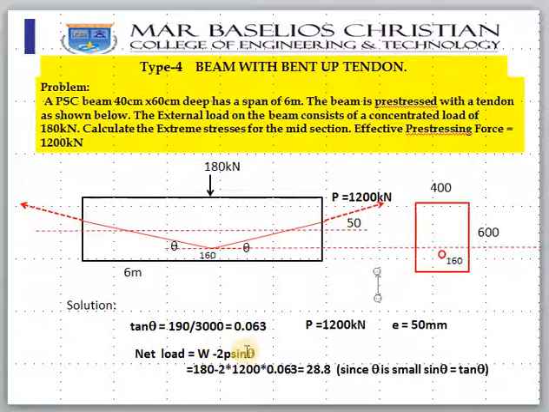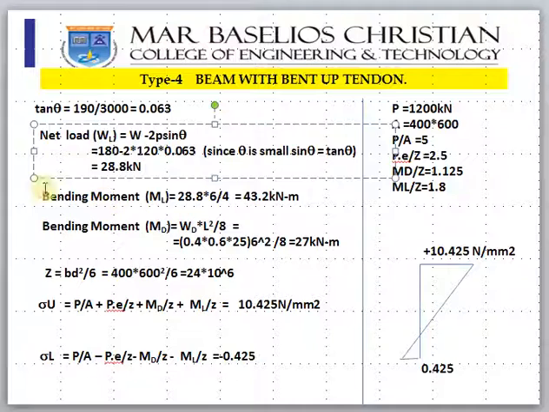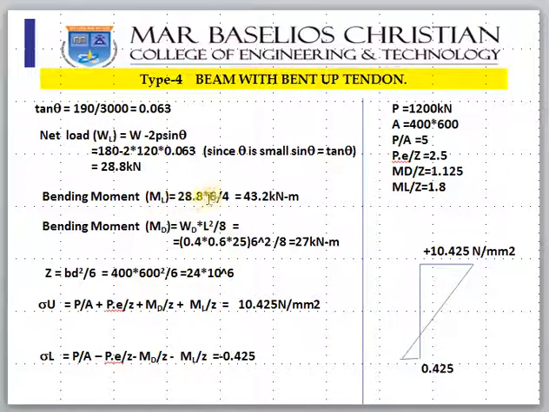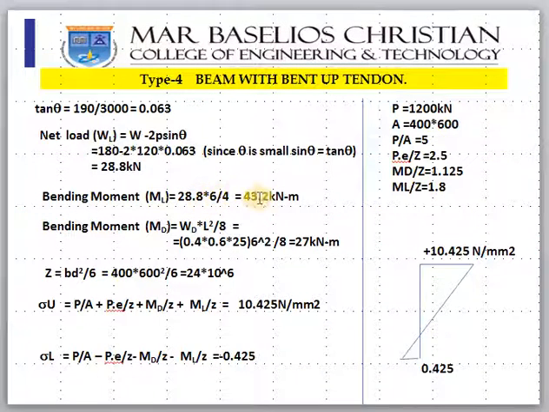So net load is W minus 2P sin theta, as we discussed before, and that is 28.8 kilonewton. Then bending moment ML is WL by 4 because of the concentrated load. So 28.8 into 6 by 4 will come to 43.2 kilonewton meter. And bending moment due to dead load is WD L square by 8. You know it very well. It is the self weight of the beam, which is 0.4 into 0.6 into 25, and L is the span, 6, square by 8, so 27 kilonewton meter will come.